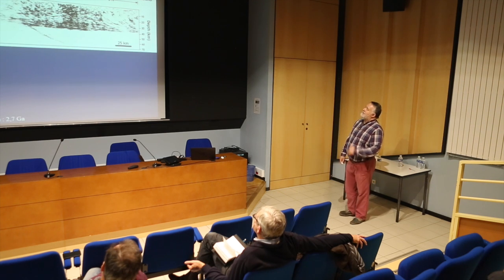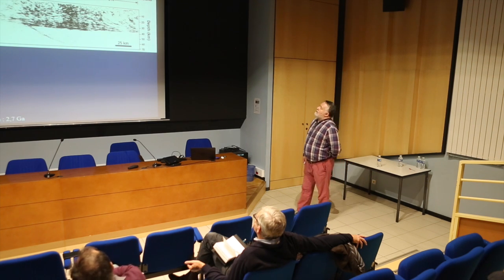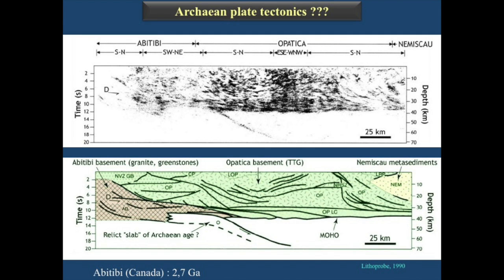So if we look at Archean terrains, here is a seismic cross-section in Canada, in the Abitibi area. And here is the interpretation of the seismic profile. This is in the late Archean terrains at 2.7 billion years. We see a lot of horizontal structures here that are interpreted by Canadian geologists and geophysicists as thrusting. And also, there is something that is a remnant of the subducted crust. So here in Canada, at 2.7, I think there is no problem. There was plate tectonics.